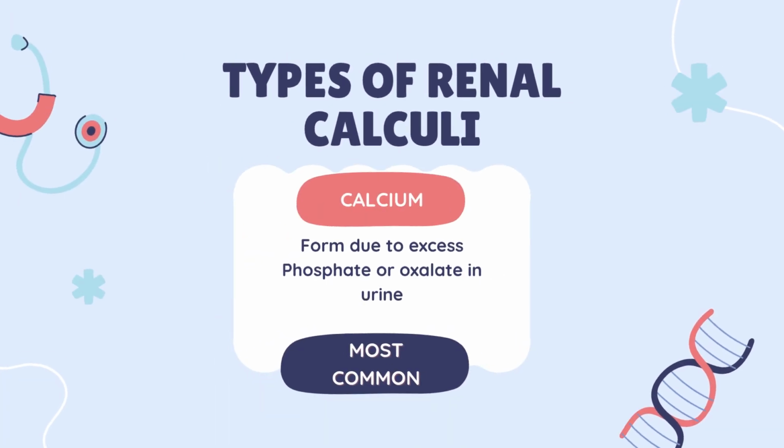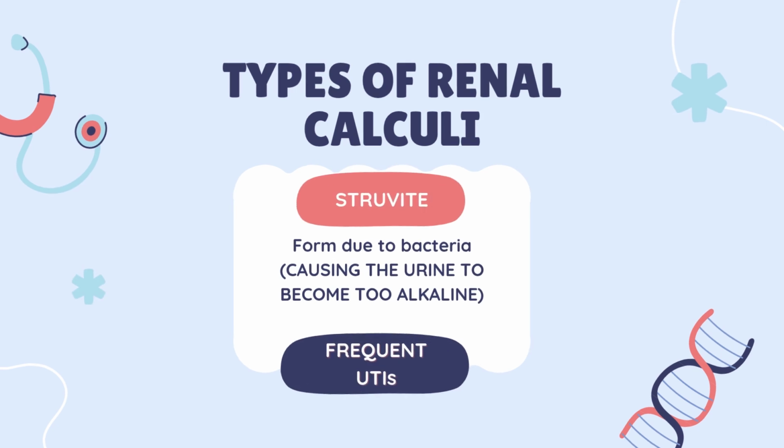From the pathophysiology, we got to know the different stone-forming salts. The first type of the renal calculi is the calcium. This usually forms due to excess phosphate or even oxalate in urine, and it is the most common one. The other type of renal calculi is the struvites that forms due to bacteria known as urease-producing bacterium. This bacteria usually occurs due to frequent UTIs or even chronic UTIs.